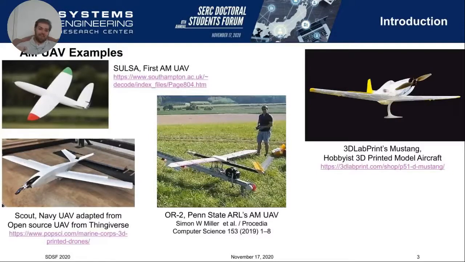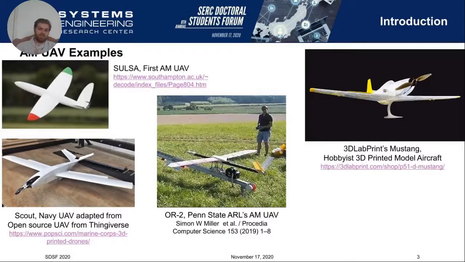Looking at some 3D printed additively manufactured wings of the past, I picked out four that sort of typify what I look at. The first one in the upper left is the Sulsa, and that was the first, at least in literature, the first additively manufactured UAV. This was done with SLS out of the UK. Moving down, the Navy Scout was really interesting. The Navy took an open source UAV from Thingiverse and sort of adapted it to their purposes. It was really cool. On the upper right, we have the 3D printed Mustang from 3D Lab Prints, and you can buy these plans online for $20 and print a scale Mustang all for yourself, which I've done.